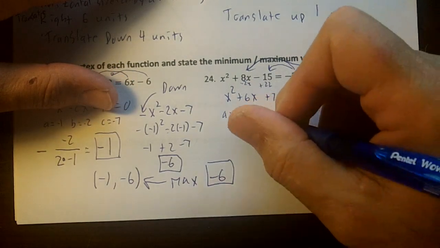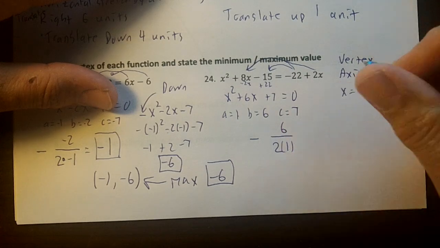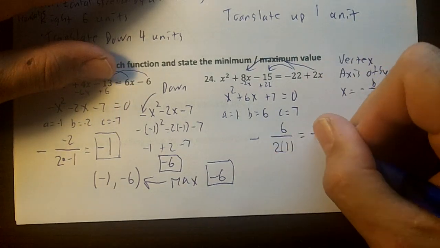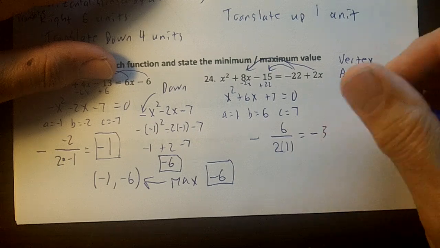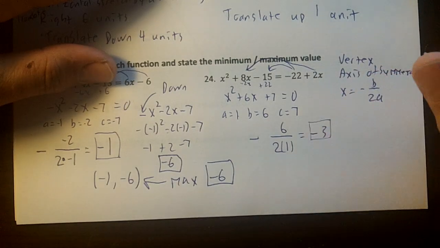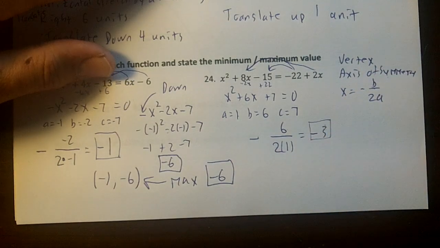My b is 6, my a is 1. So I only have one negative. It's going to be a negative, and 6 divided by 2 is 3. So my axis of symmetry is going to be x equals negative 3.